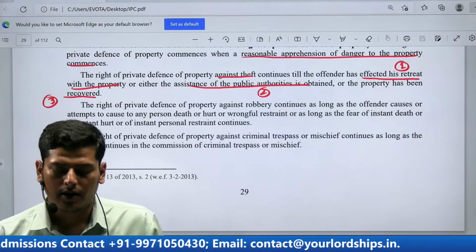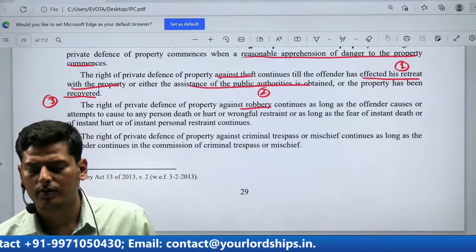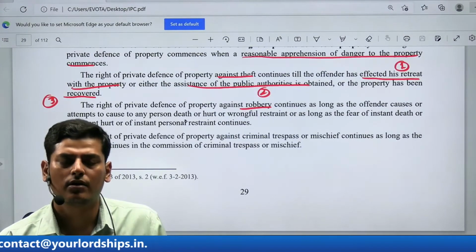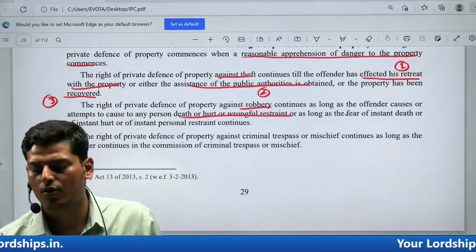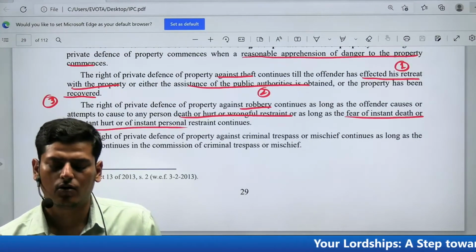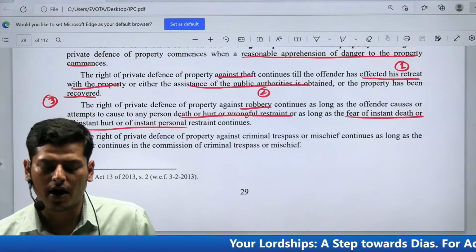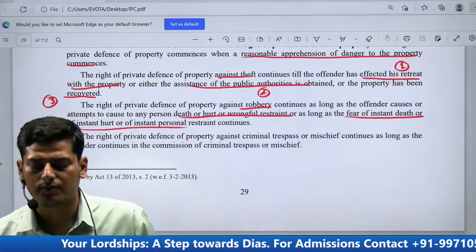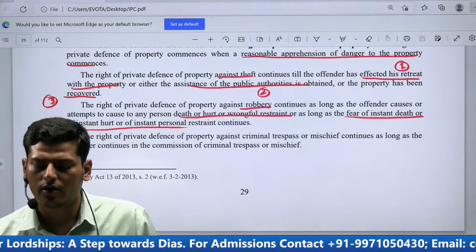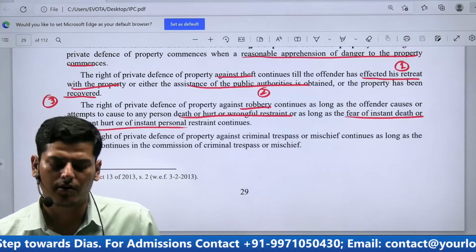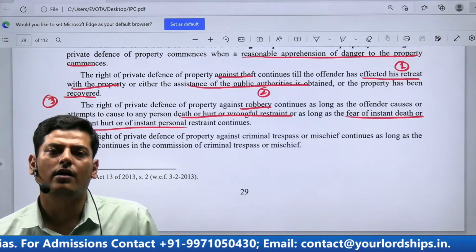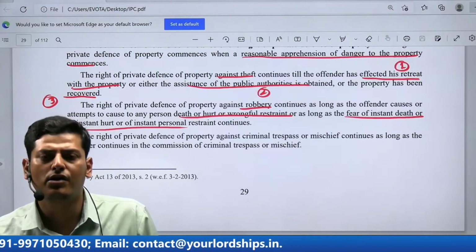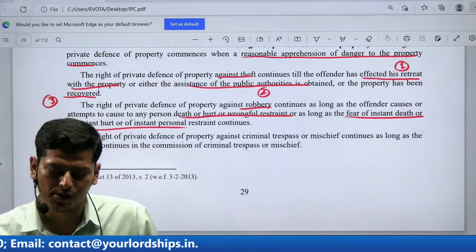So avoid that. In the case of robbery, it continues as long as the offender causes or attempts to cause to any person death, hurt, or wrongful restraint, or fear of instant death, instant hurt, or instant wrongful restraint. As long as there is attempt to cause such death, hurt, or wrongful restraint, such apprehension continues, or the fear of instant death, instant hurt, or instant restraint, it continues. As long as it continues, the right of private defense against the property continues. When it ceases, right of private defense against property also ceases.